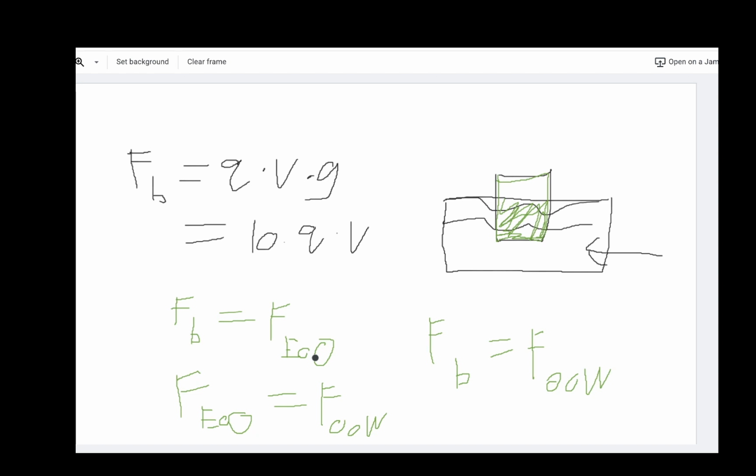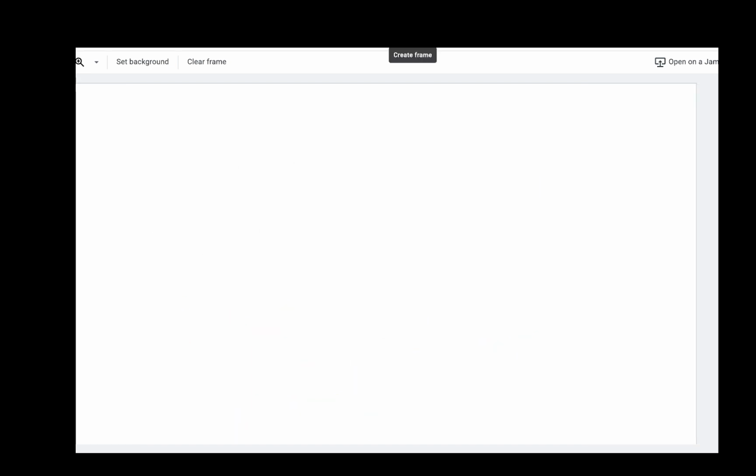Now let's go to another equation that pertains to fluids. We're going to be talking about continuity of flow. Let me create a new frame. Continuity of flow can be described through the equation A1 V1 equals A2 V2. A is the cross-sectional area through which a fluid is going, and V is the velocity of the fluid moving through certain objects like pipes.